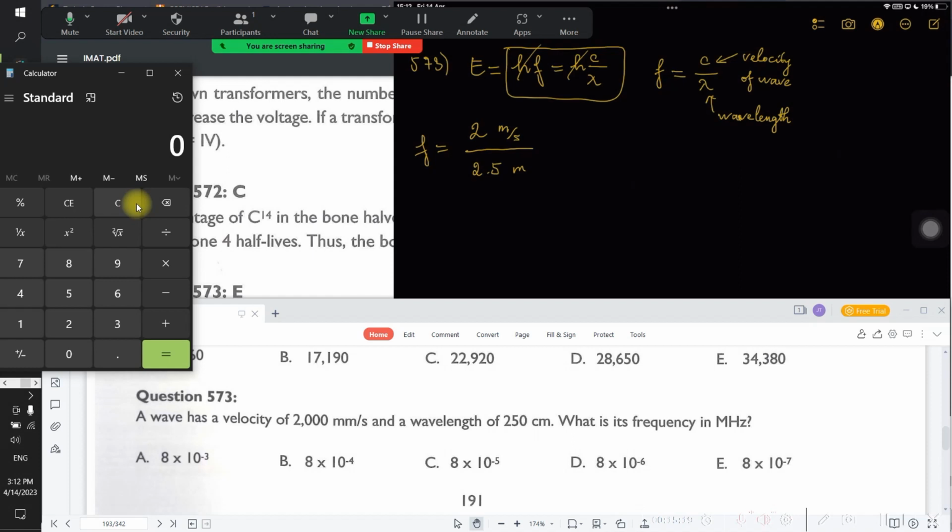And then what do we have? 2 divided by 2.5, you get 0.8 hertz. Okay, 0.8 hertz. But then what? They ask for megahertz. Người ta hỏi đơn vị tính là megahertz. So mega means 10 to the power of 6, right? So 10 to the power of 6. Mega là 10 mũ 6, là hàng triệu á.